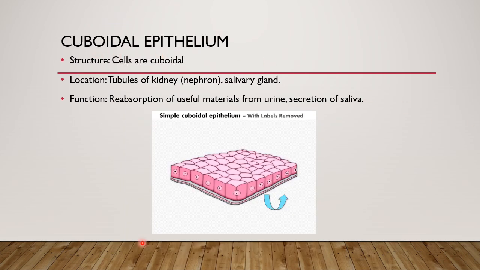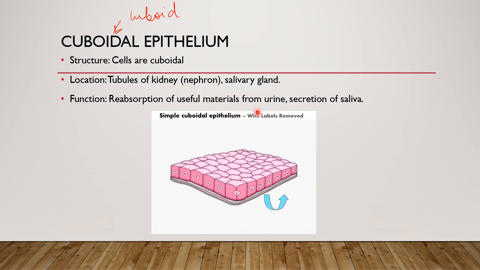Then we have cuboidal epithelium. Again, as the name says, they are in the shape of a cuboid. So cells are cuboidal. Where they are present, the surface will be larger. So tubules of kidney, that is in the nephron, and salivary gland. What is the function? Reabsorption of the useful materials from the urine and the secretion of saliva. Their surface is quite large, so that is why it occurs. It helps in reabsorption of the useful materials, especially in the kidney, and that is from the urine.